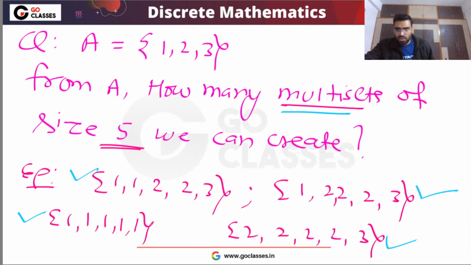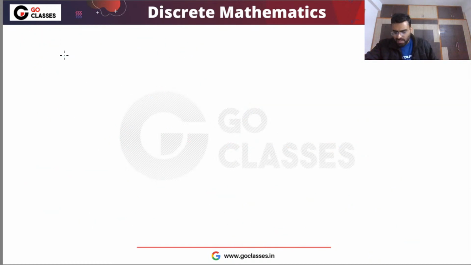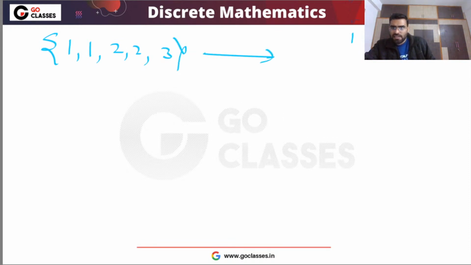See, in a multiset the only thing that matters is how many ones you are taking, how many twos you are taking, how many threes you are taking. Yes or no? For example, if you have this multiset 1 1 2 2 3, then in this multiset basically this is happening.